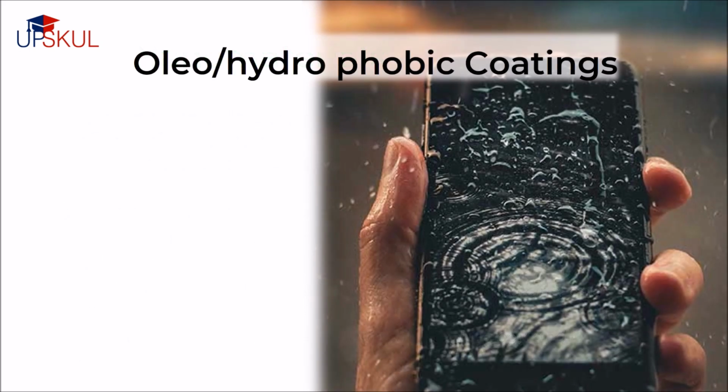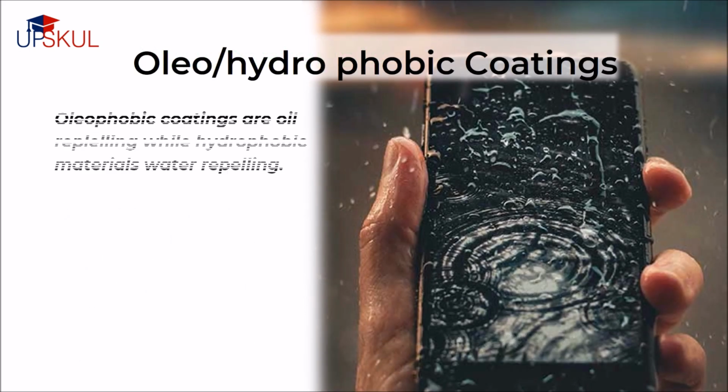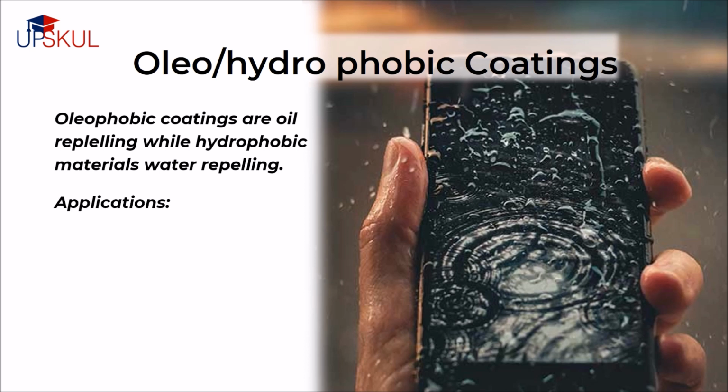Oleophobic coatings are oil repelling, while hydrophobic materials are water repelling. They are often called self-cleaning coatings because of how they shed water droplets and resist greasy fingerprints. These coatings are used in mobile screens, eyeglass lenses, and cookware.